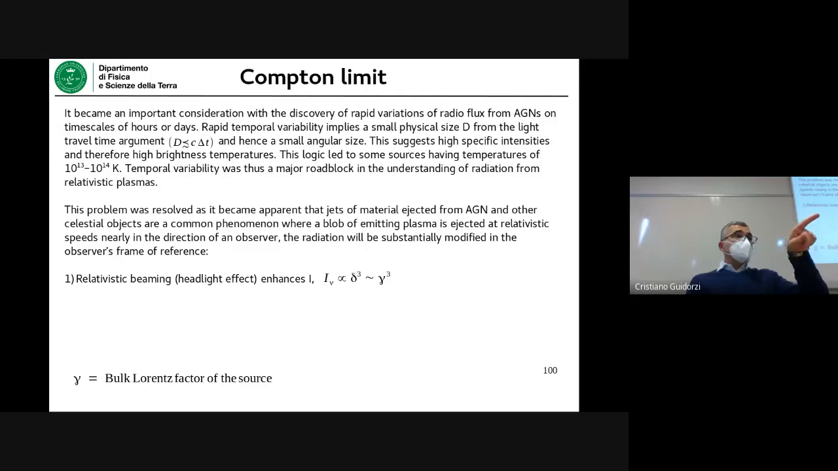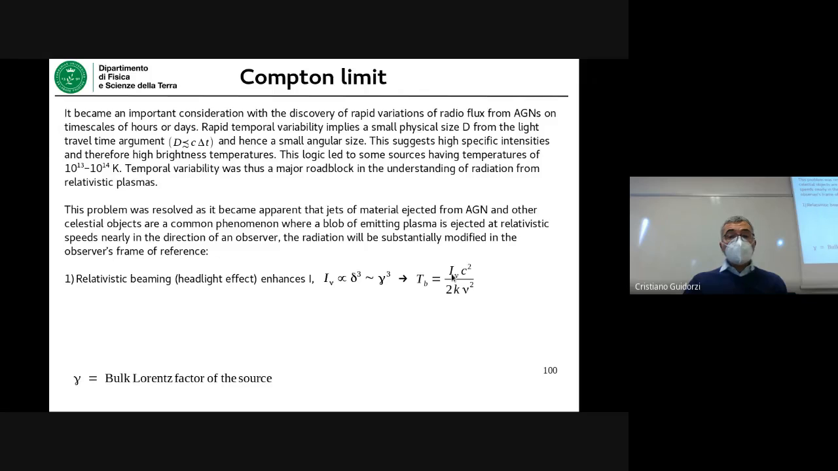But delta cubed, when you are looking at the source approaching toward you, so the line of sight is close to the direction of the motion of the source, the Doppler factor is essentially the Lorentz factor. So I scales with gamma cubed. But if you remember the definition of brightness temperature, which is just the black body in the case of the Rayleigh-Jeans regime, this is just the definition of brightness temperature.